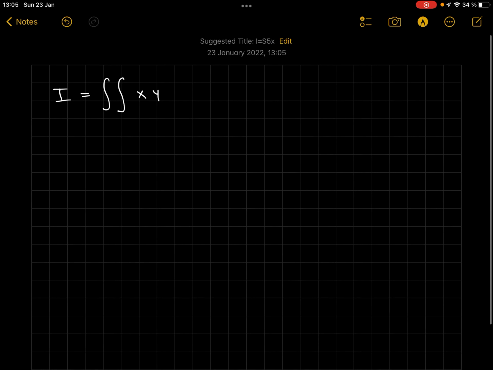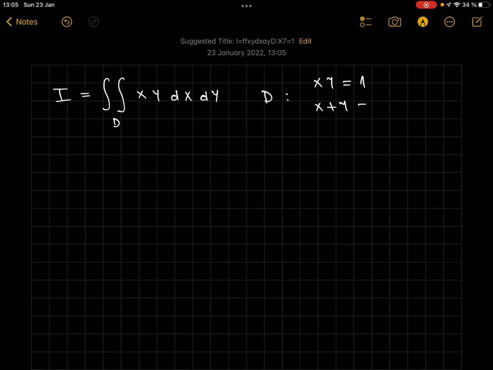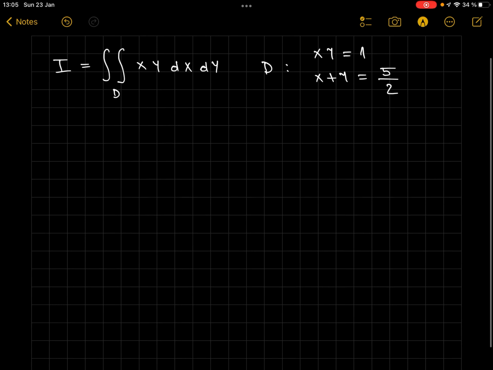So, hello everyone. Today we're going to be solving a nice double integral, which is the double integral of xy dx dy over the area D, where D is an area which is defined by the following two equations: xy is equal to 1 and x plus y is equal to 5 over 2.